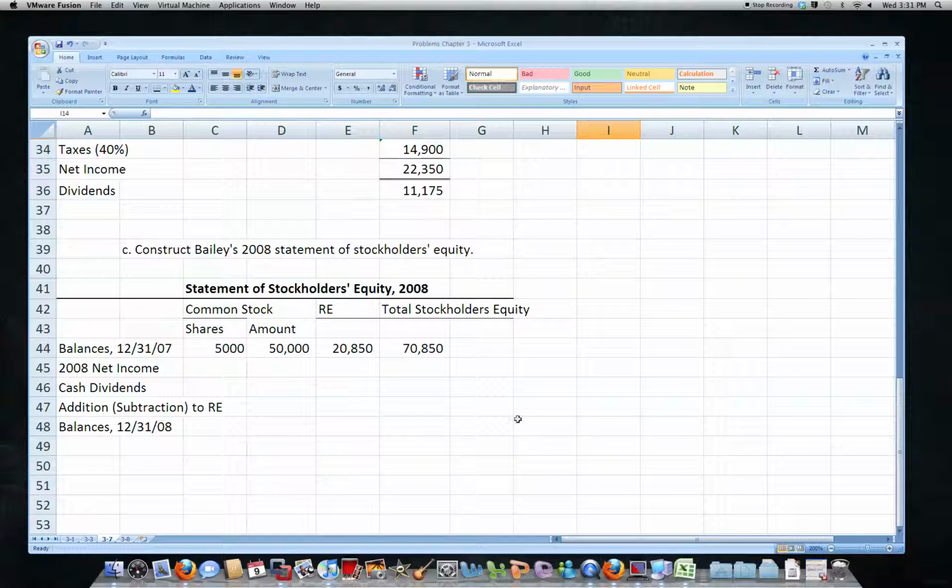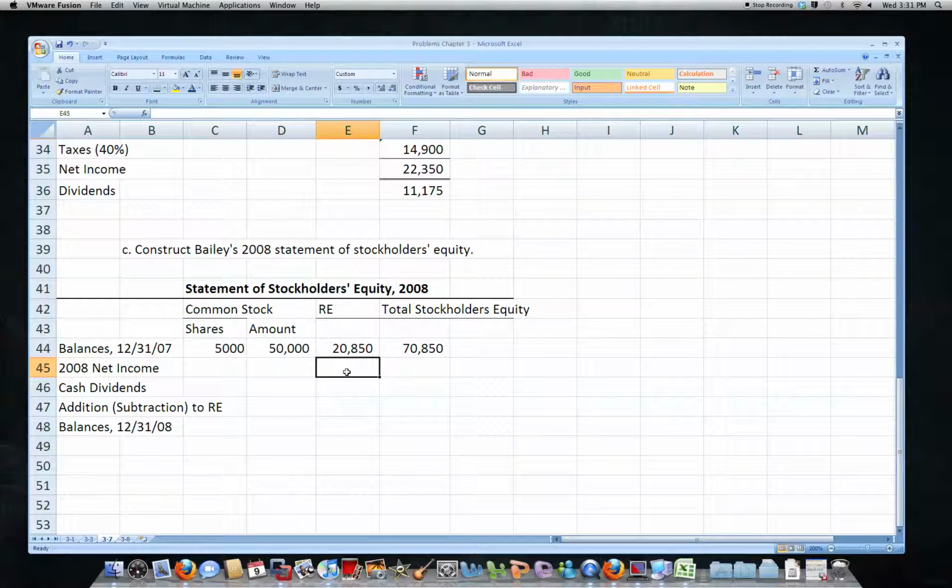Here I've started it for us. We have 5,000 shares of common stock, and the amount it's worth is $50,000. Our retained earnings was $20,850, and all we have to do is add these two together to get our total stockholders' equity. Now let's finish it out.